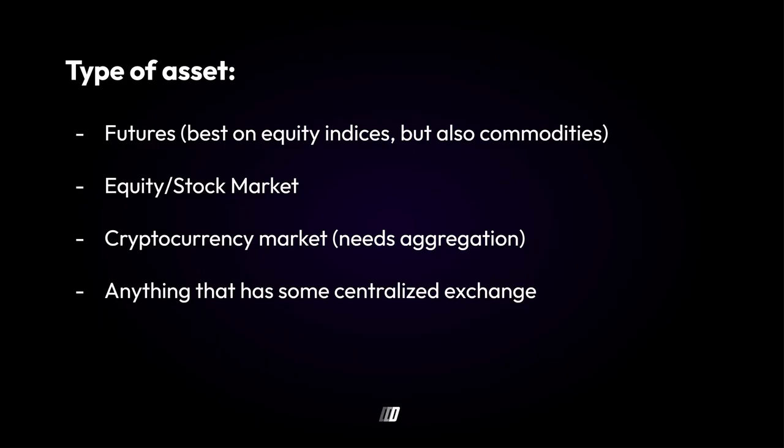Now, the types of asset in which you can read order flow are basically anything that has some centralized exchange, right? So you have futures contracts based on equity indices like the S&P 500 and the NASDAQ, but also commodities like gold or US oil, or equity indices like FDAX. Then the equity in the stock market, so single stocks, they also provide volume.